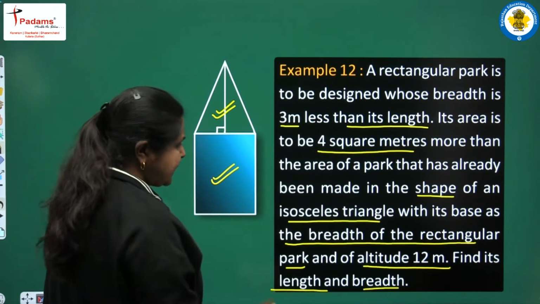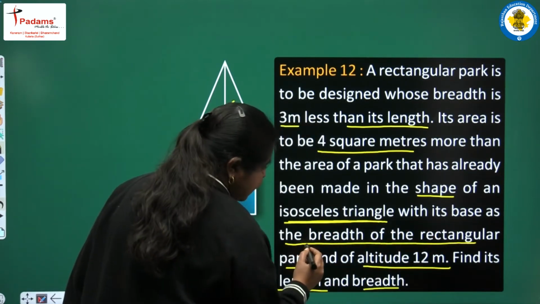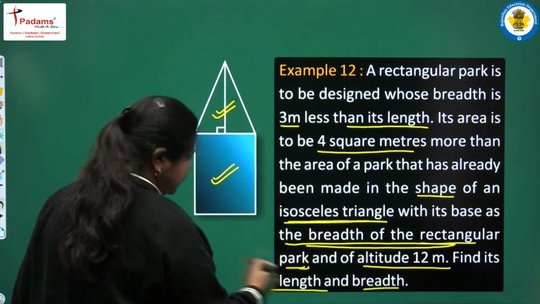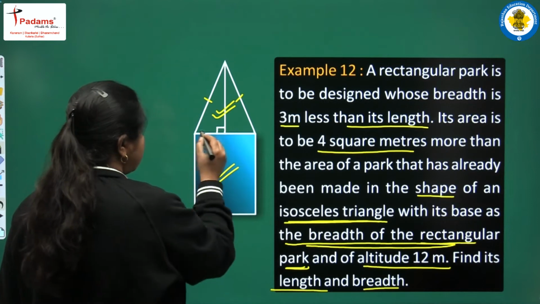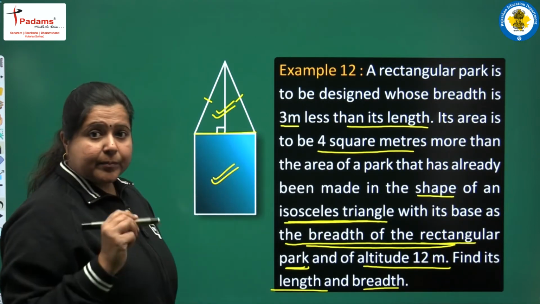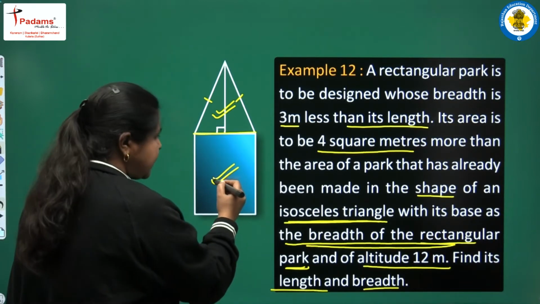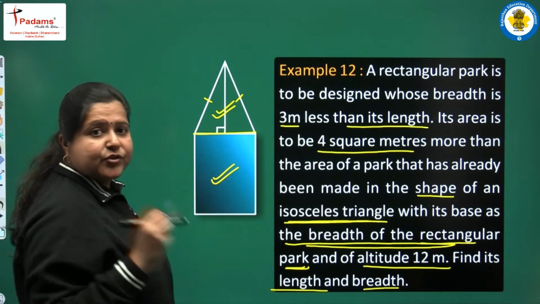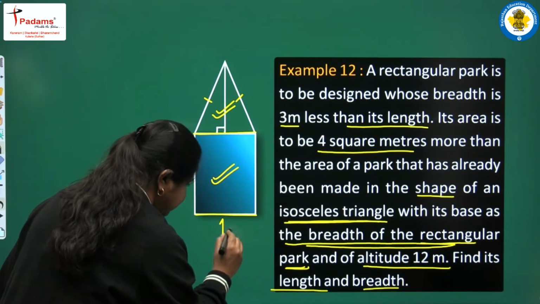One thing more has been given about this isosceles triangle. Its base is same as the breadth of the rectangular park. ये आइसोसेलेस ट्राइंगल है जिसकी ये टू साइड्स इक्वल हैं और इसका ये जो बेस है ये सेम है जो है इस रेक्टेंगुलर पार्क की ब्रेड्थ. So this is the breadth of this rectangular park as well as the base of this triangular park. ये भी साइड हो गई ब्रेड्थ ऑफ द रेक्टेंगुलर पार्क. So this is the breadth.